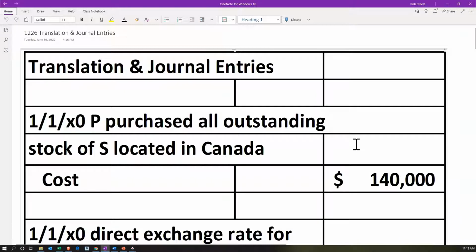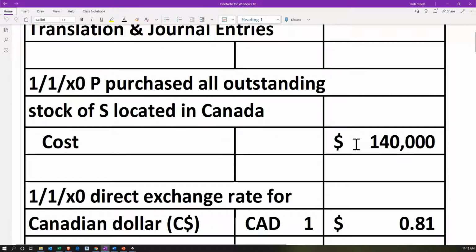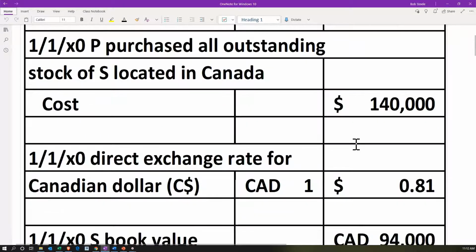Translation and journal entries. On January 1st, 20X0, P purchased all outstanding stock of S located in Canada. So P is going to be the parent, S is going to be the subsidiary. S is a Canadian company, P is a company in the US and therefore conducts their books in dollars as the measuring tool, the subsidiary conducting their books in the Canadian dollar. The purchase of the subsidiary was for $140,000.